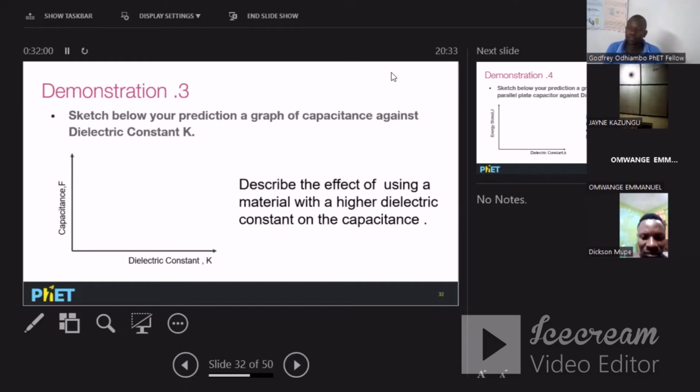Number 3, sketch below your prediction on a graph of capacitance against the dielectric constant K. So the student will predict, they'll share, then the teacher will demonstrate, or the student will demonstrate using the sim, then a reflection will occur. The follow-up question will be: describe the effect of using a material with a high dielectric constant on the capacitance. So that is now the follow-up question that the teacher will give out.